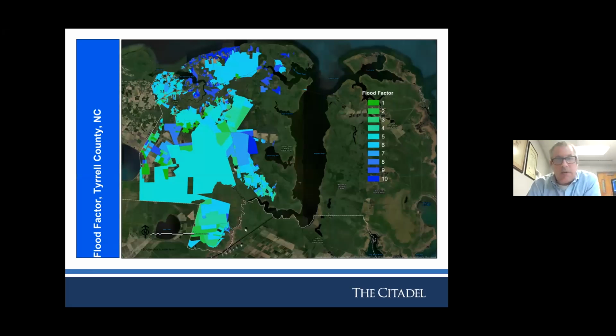So this is the flood factor value for all the property in Terrell County. This is one of those counties that's missing some property information, some flood factor information that was mentioned earlier. But you can see the spatial distribution here.